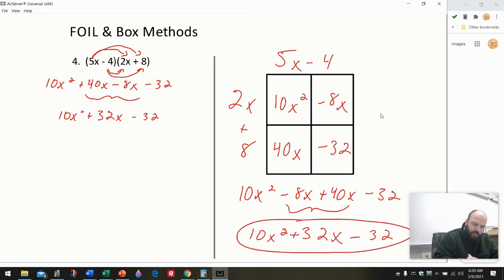Both of those gave me the same result. So we know we did it correct. So hopefully that made sense.